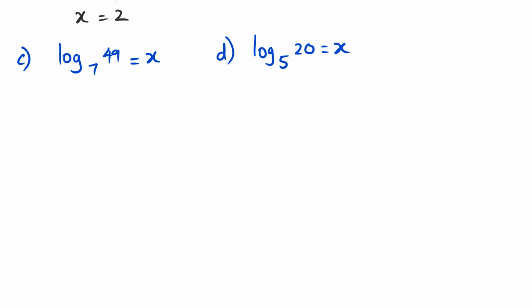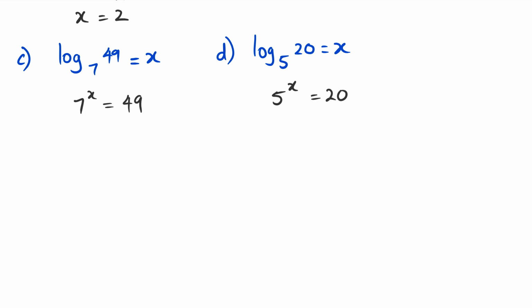I'm going to show you guys the long way of how to do this, and I'm going to show you the short way of how to do this as well. The long way is this. Writing this as 7 to the power of x equals 49. And then on the other side, you're going to have 5 to the power of x equals 20.